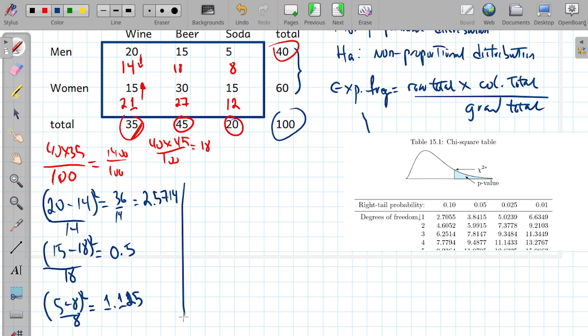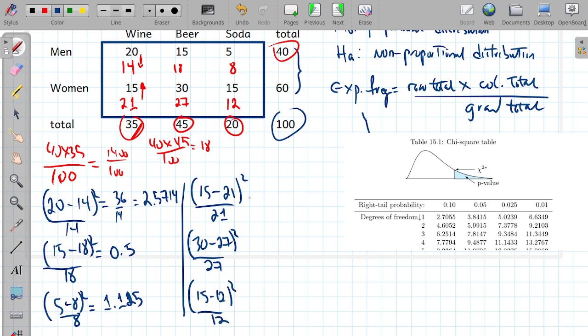Now we've got to do the women row. So now we're going to have 15 minus 21 squared divided by 21. And then we're going to have 30 minus 27 squared divided by 27. You see the differences of the denominators, right? And then we have 15 minus 12 squared, and then we have 12. Boom. Okay, figuring this stuff out now.